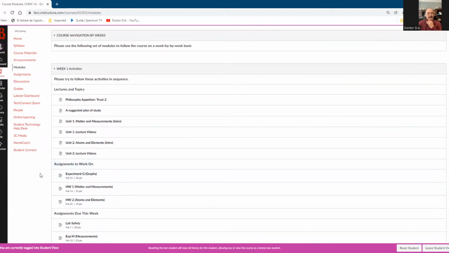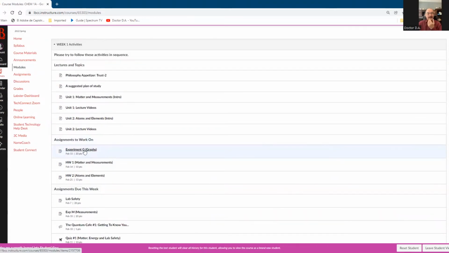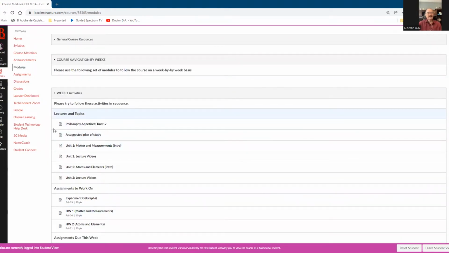Assignments to work on means either, for example, in this case, the experiment or the lab that we'll be performing during that week is going to be in here. But the other ones are suggestions. For example, I would not wait until the day before it's due to work on the homeworks for chapters 1 and 2, for units 1 and 2. So I put them here. So assignments to work on can mean either something we're doing that week or something that I recommend that you be working on. At the top, we have lectures and topics.